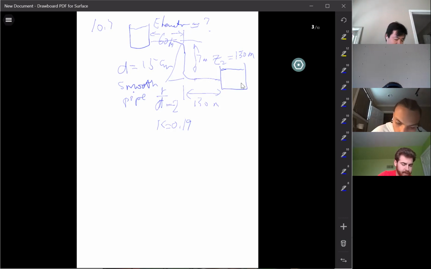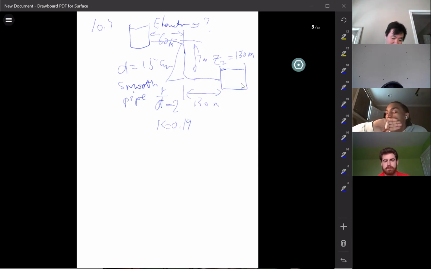Now, can you do the calculation for this problem? It asks what the elevation needs to be. It's gravity driven, so you need to be high enough. The potential energy has to overcome the losses in the pipe. If the elevation is too low, the potential energy is not enough to overcome the loss.